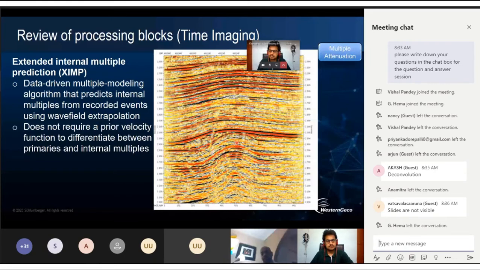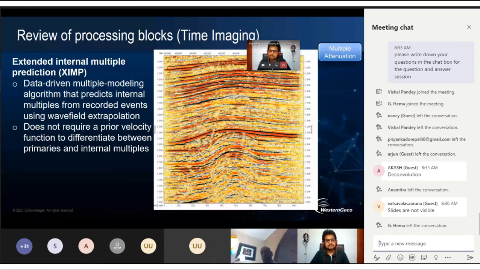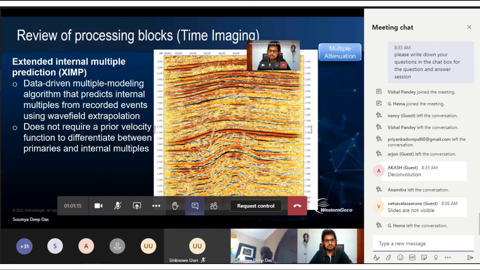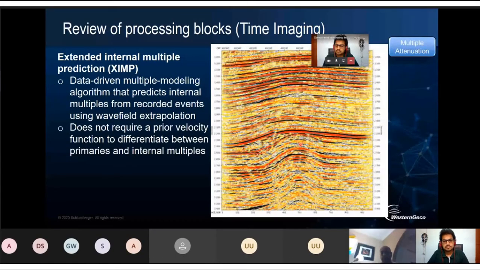In the top image, you can see the multiple that is cutting through the geologic structure. And in the bottom image, we can see we have clearly attenuated the internal multiples, which are not related to the surface, but to the above bedding. So this is a very good example of ISIMP. I'm not going into detail because it has a lot of equations and algorithms which I would have to present to explain it, and I hope that's not the scope of this presentation.